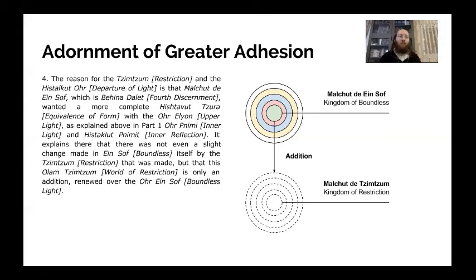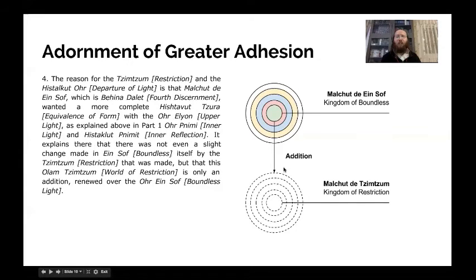It explains that there was not even a slight change made in En Sof, boundless, itself by the tzimtzum restriction that was made, but that this Olam Tzimtzum, world of restriction, is only an addition, renewed over the Or En Sof, boundless light. So what we have here is the 4 phases of direct light, which is Malchut En Sof, the 4th phase, kingdom of boundless. And now you've got a new world on top of it, which you could basically say is the world of the soul. So this is the world of the ego, and this is the world of the soul, which is an addition on top of your ego.